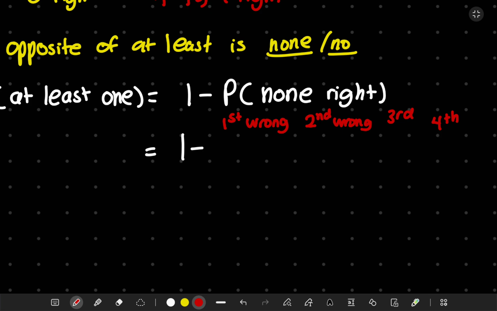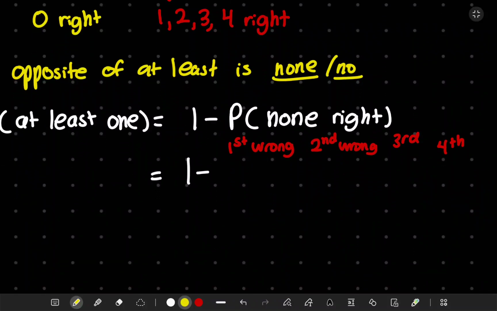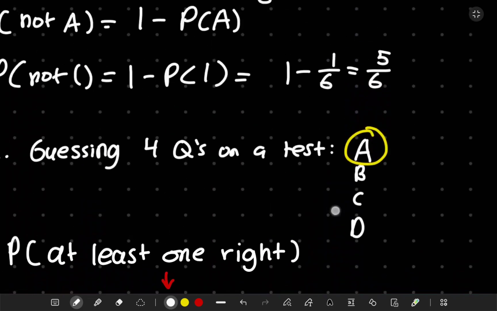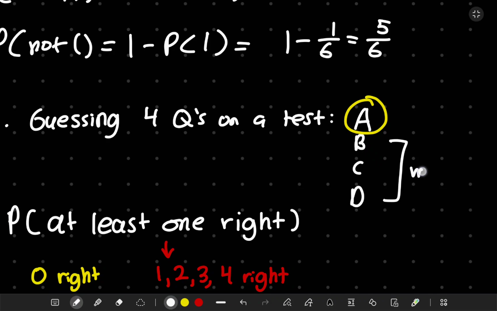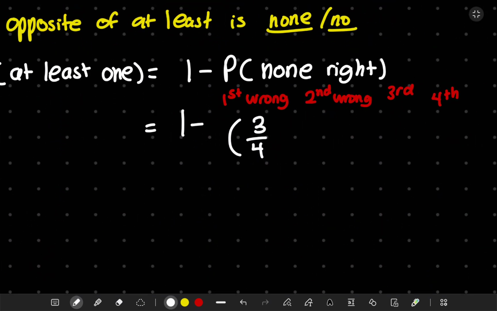How do I figure out the probability that my answer choice is wrong? Well, if there are 4 answer choices, A, B, C, or D, only one of them is right. Think of the opposite: if 1 is right, then the other 3 choices are wrong. So I'm going to write 3 out of 4. The first one being wrong means I chose one of these 3. These are wrong, this is right. So for the first question, there's 3 out of 4 chances of being wrong.